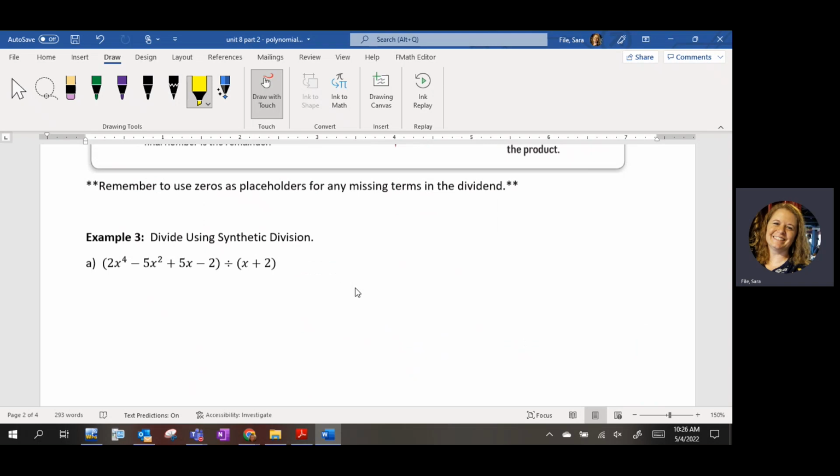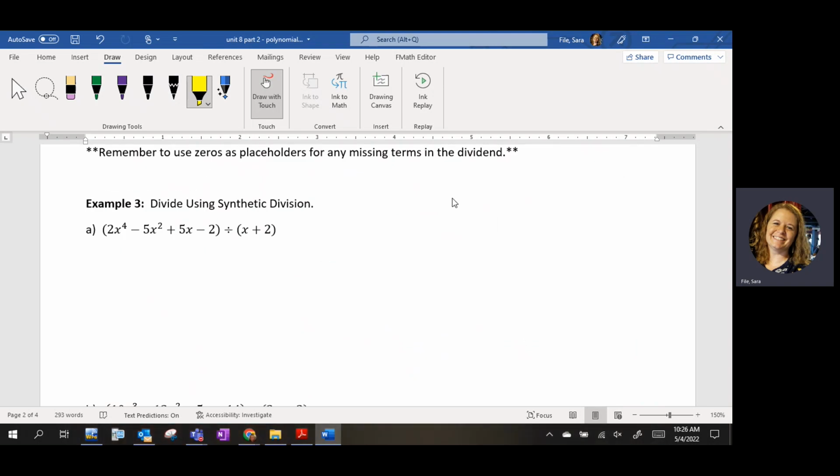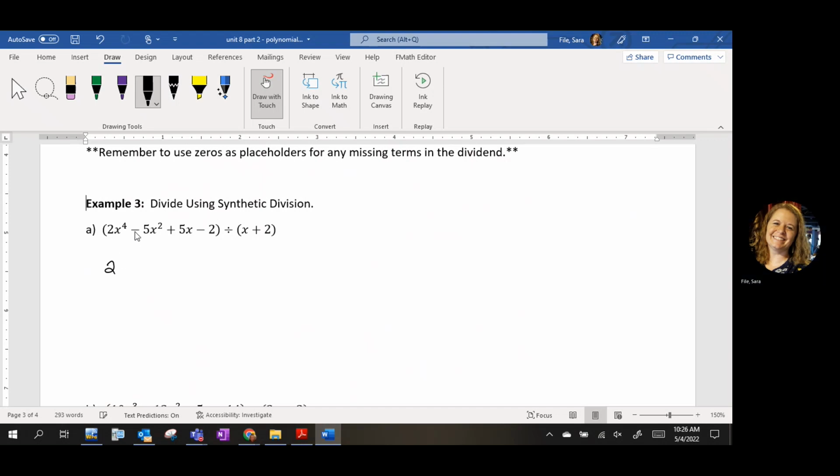Okay, so let's try that process. And don't forget placeholders of 0 if they're needed. Okay, so my coefficients, I'm starting with x to the 4th. That coefficient is a 2. I don't have an x cubed. I need a placeholder for x cubed, so I put a 0, and then a -5, then a 5, and then a -2. Okay, so listing out those coefficients.